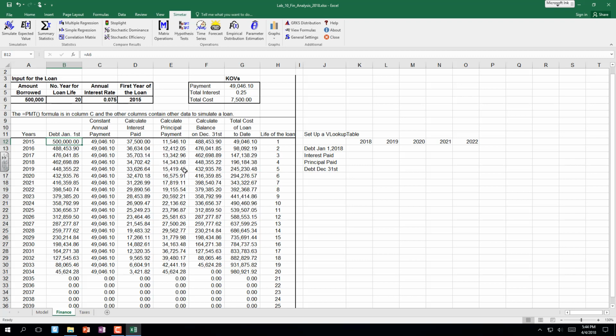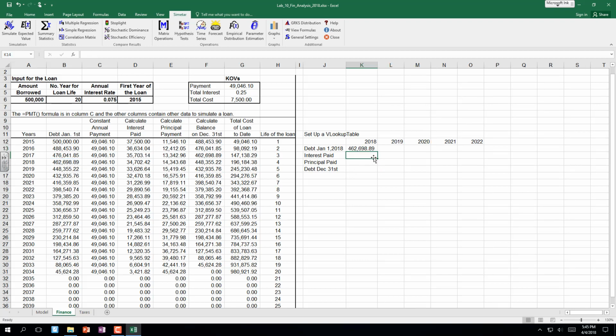Okay? Now, the first year that we have to have information for is 2018. We need to know how much debt we're going to have on January 1 of 2018. So in K13 there, I'm going to say equal. And we come over here to 2018, January 1st, which is B15. Hit enter. That's how much debt I have. Now, the interest I'm going to pay.